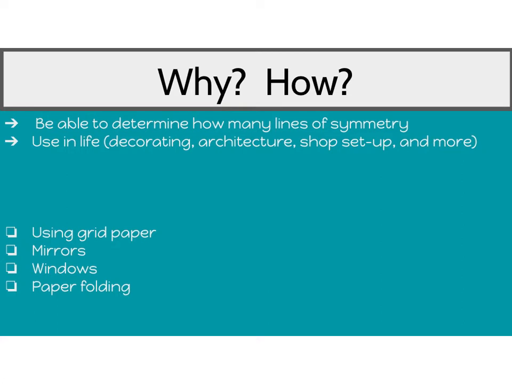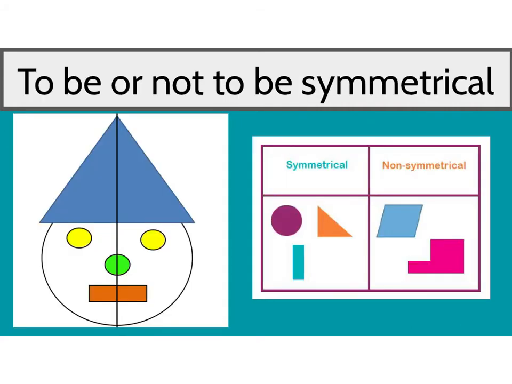So how are we going to do this, you might ask? Well, there's a few different ways. We're going to be using grid paper as one example, mirrors, windows, paper folding. So let's get started. To be or not to be symmetrical.